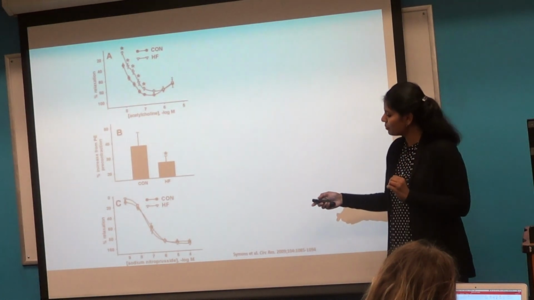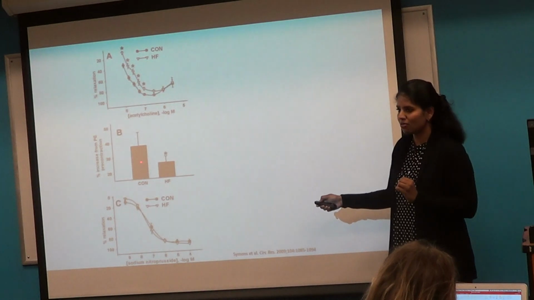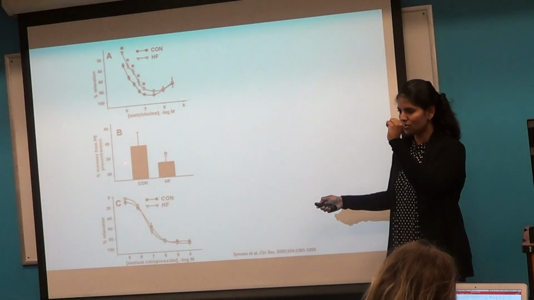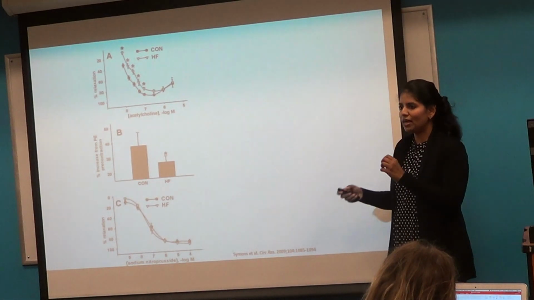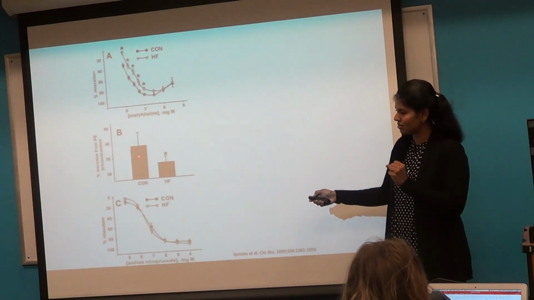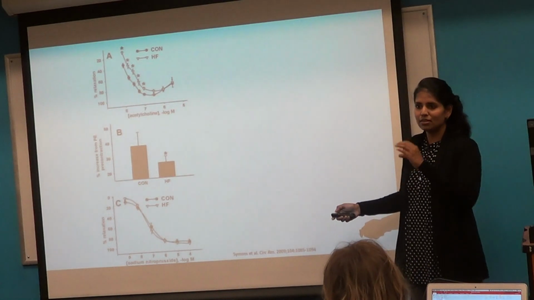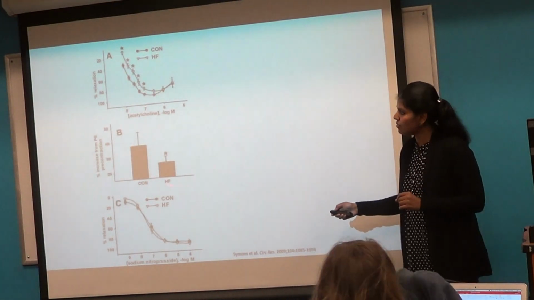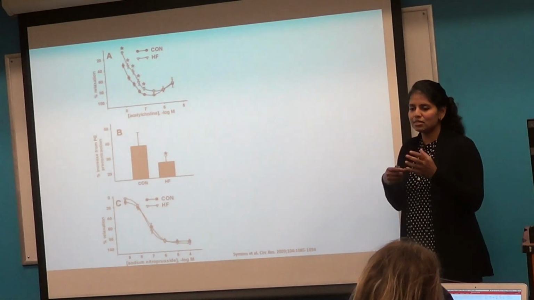In here, you see the control mouse. After you contract it, you allow it to relax, like you blow a balloon and then allow it to deflate. So you contract it and then it relaxes here. But the high-fat mouse didn't relax as much. It was significantly lower. So we do all these statistical tests.